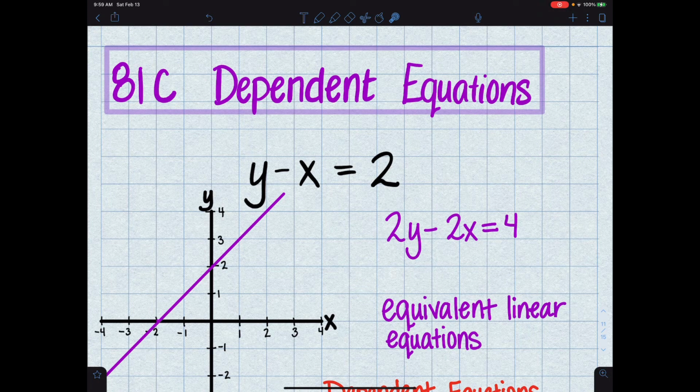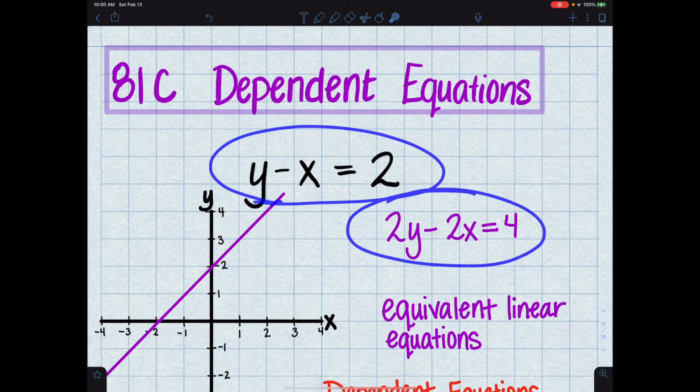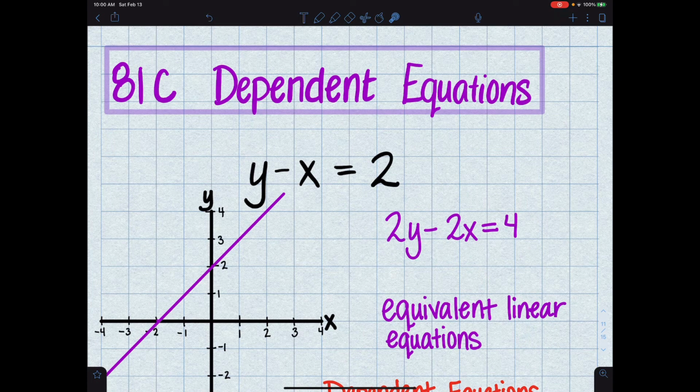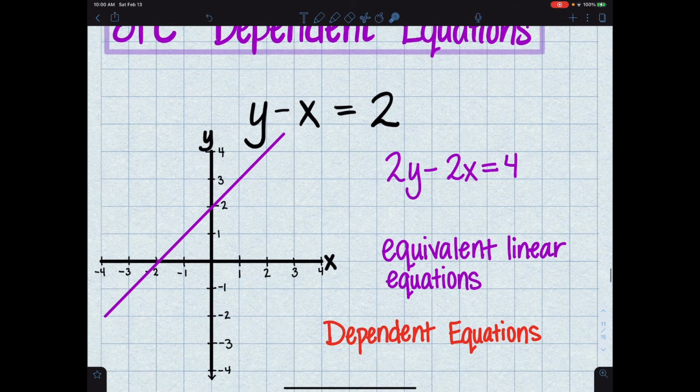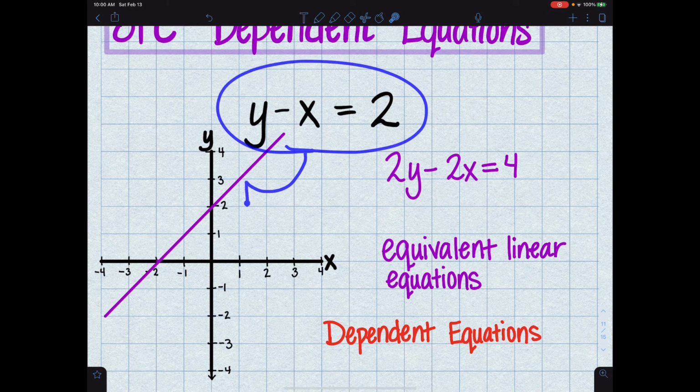So if they give you something that turns out to be basically the same equation as another one and you graph them both, you'll get the same line. And that's what they're talking about here with dependent equations. So here we go. We're going to graph y minus x is equal to 2. They've done that for us in the book, and that is this line. Y minus x is equal to 2.